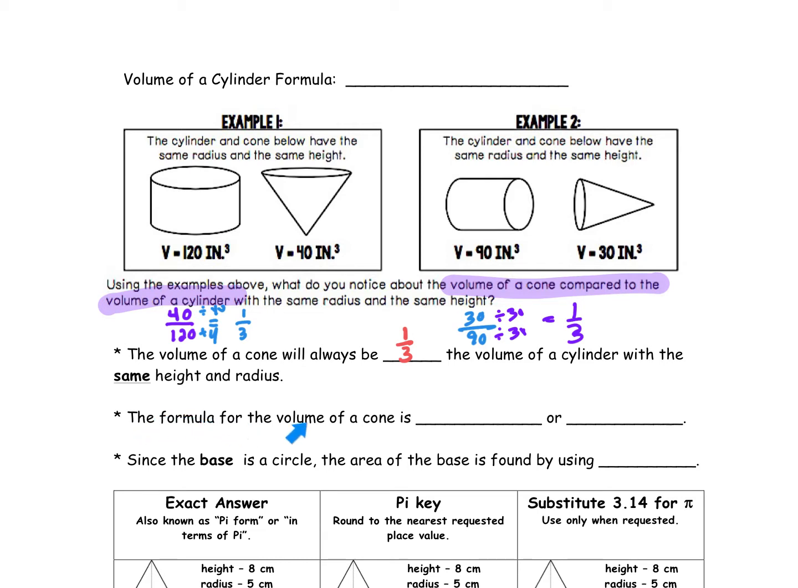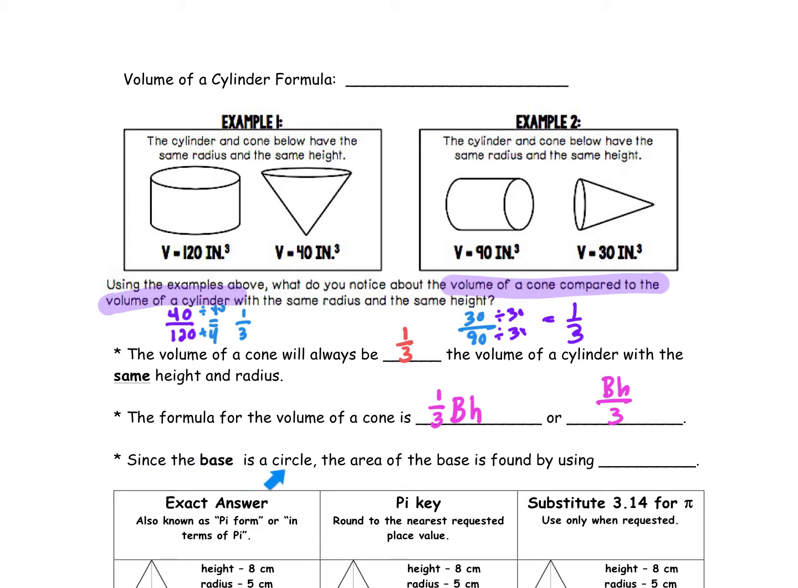The formula for the volume of a cone is 1/3 times the base times the height. So let's write that. 1/3 of the base of the figure times the height, base of the cone, or we could write it like this: base times height divided by 3. Multiplying by 1/3 is the same as dividing by 3.